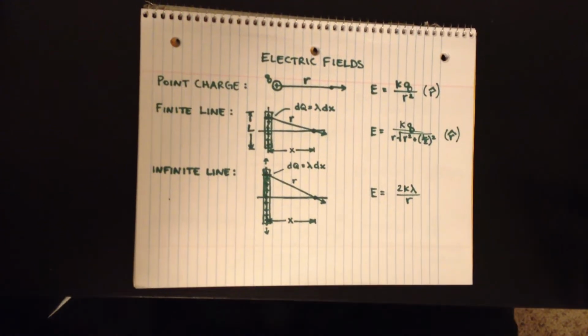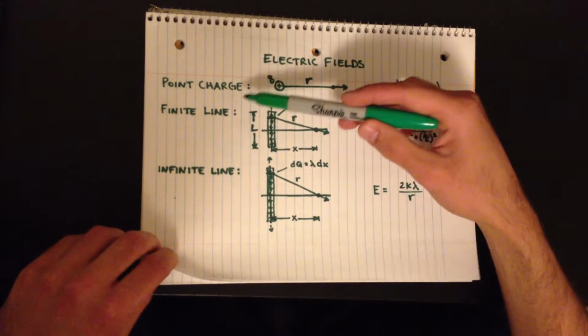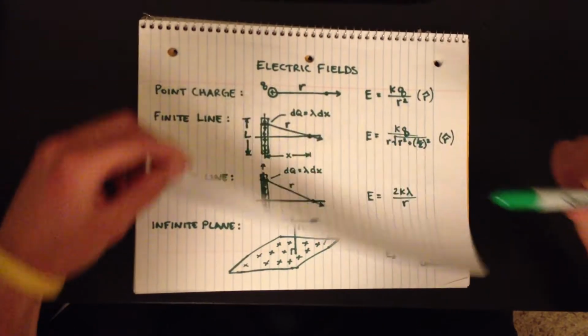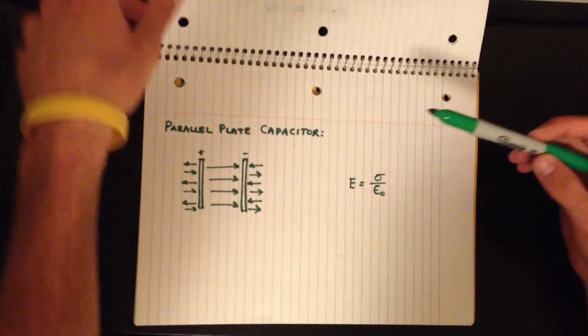Here we have all the electric fields for each case where you have a point charge, a finite line, an infinite line, ring, disk, infinite plane, and parallel plate capacitor.